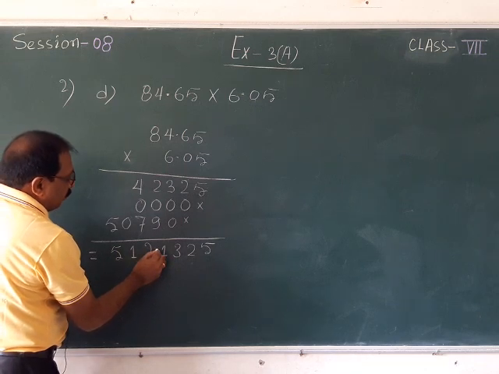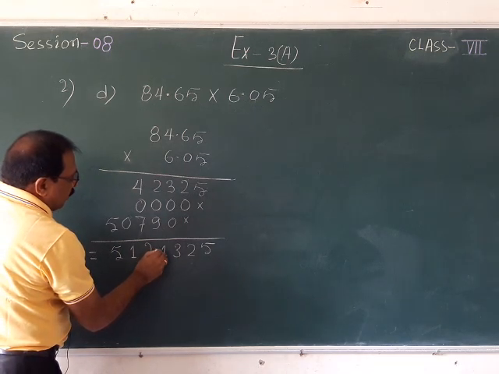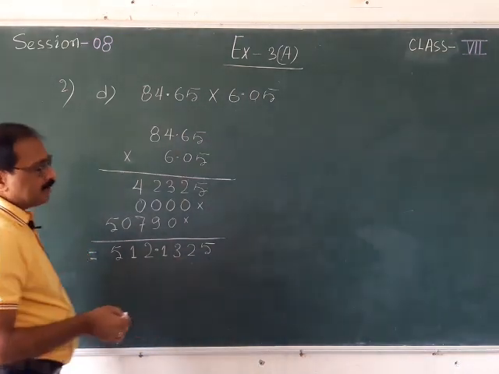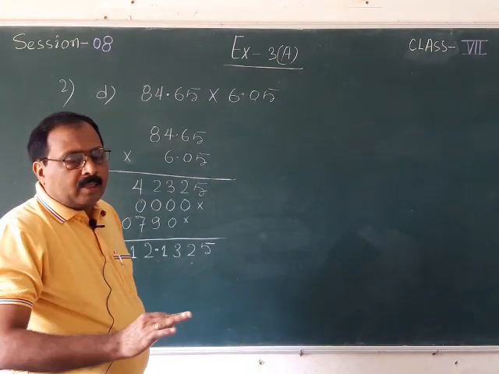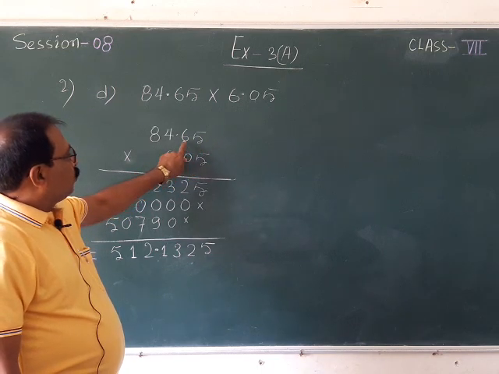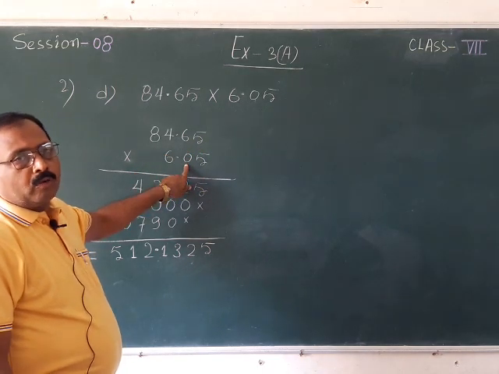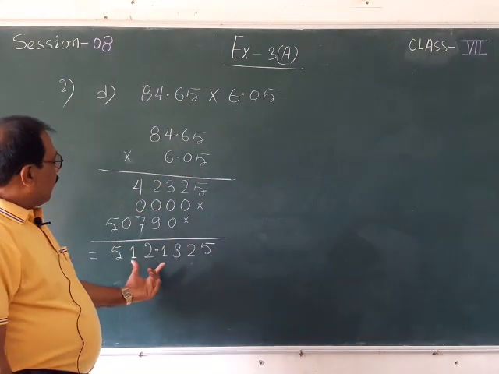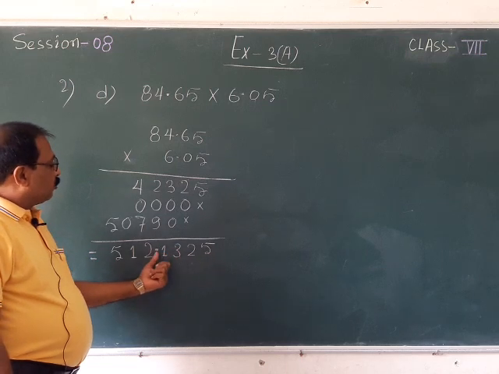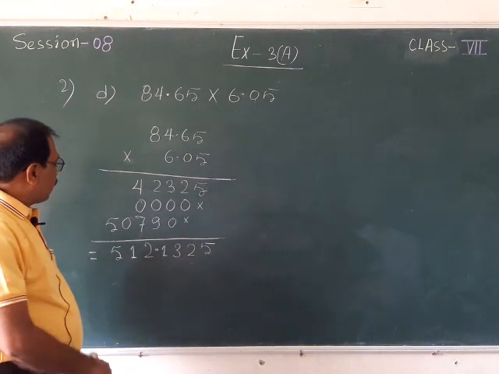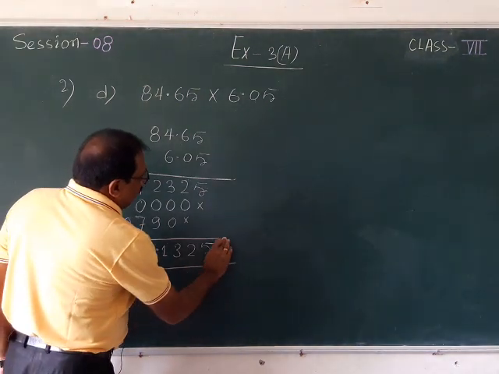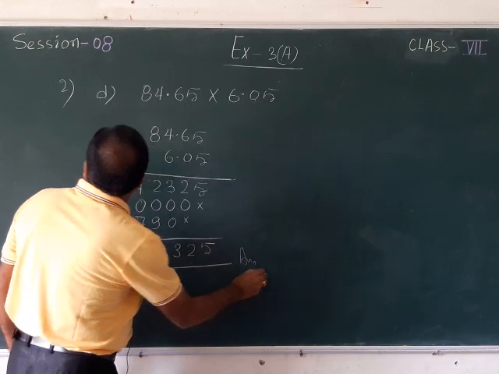After 4 places you are going to shift the decimal from right to left. That means you count from the right side: there are 2 digits and there are 2 digits, 2 plus 2 is 4 digits. So in your result also you count 1, 2, 3, 4, and after 4 digits you place the point. So the answer will be 512.1325. This is your answer of question number 2D.